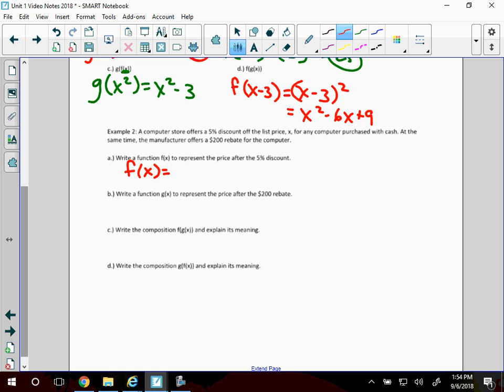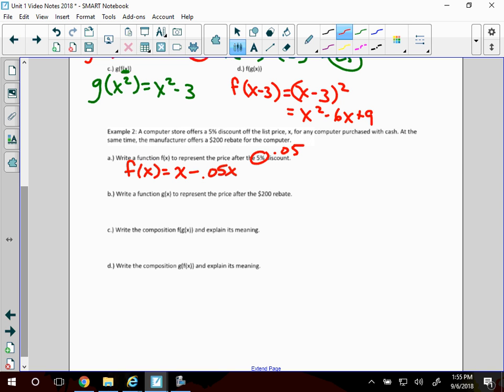Okay, so a couple different ways you could do this. You could say, well, I'm going to take the price, which is x. 5% as a decimal is 0.05, so I'm going to do minus 0.05x. So that means I'm going to take the price of the computer, and I'm going to subtract away 5% of the price of the computer.